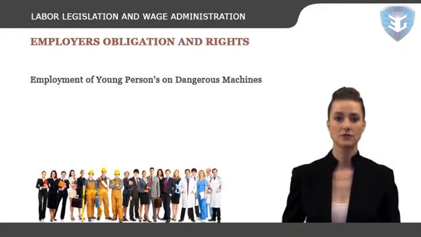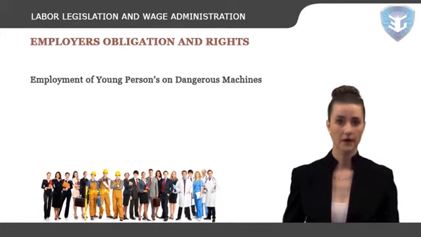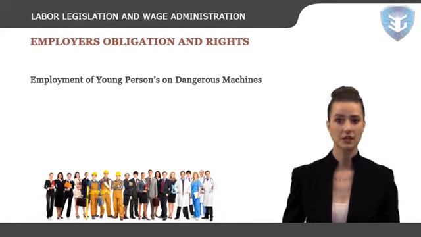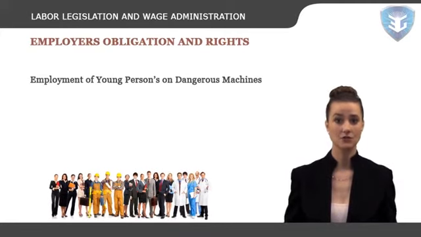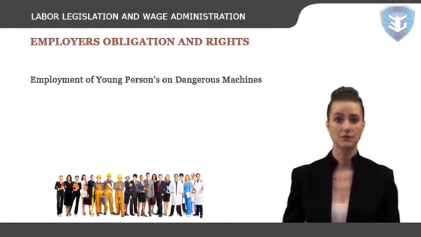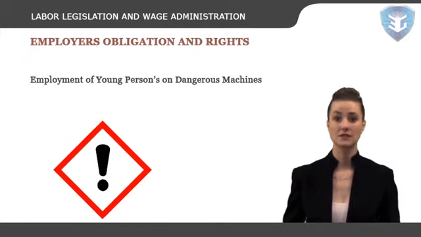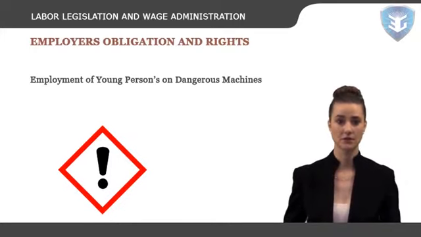Employment of young persons on dangerous machines. No young person shall be required or allowed to work on any machine to which this section applies, unless he has been fully instructed as to the dangers arising in connection with the machine and the precautions to be observed, and a. has received sufficient training in work at the machine, or b. is under adequate supervision by a person who has a thorough knowledge and experience of the machine.